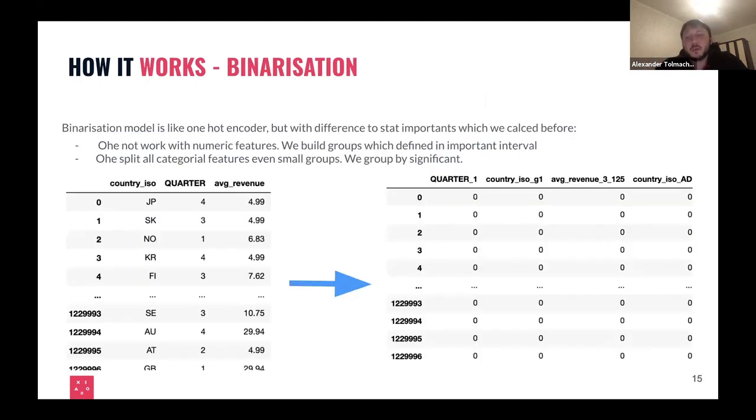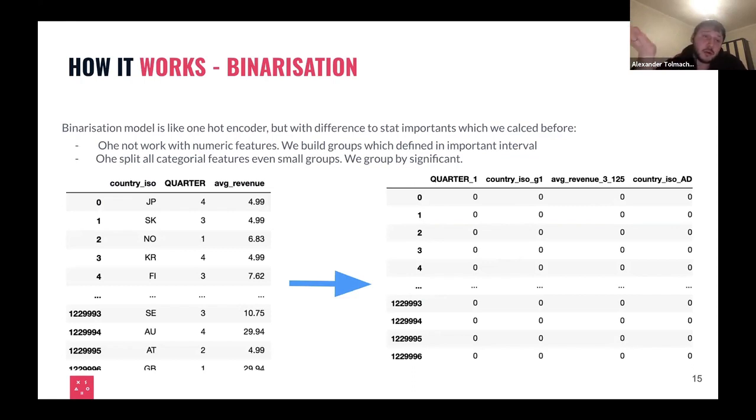How does it work in total? You build a binarization model. It is similar to a one-hot encoder, as I said, but it's different. You can see that we have some numeric features on the left side of the screen, like average revenue, and another numeric feature like quarter, and we have a categorical feature, country code.